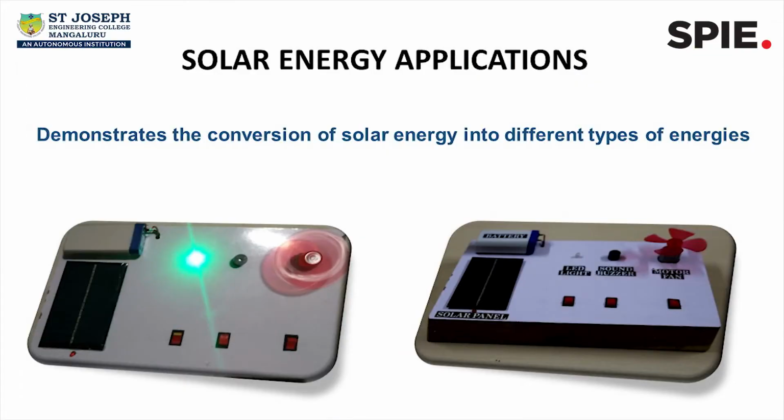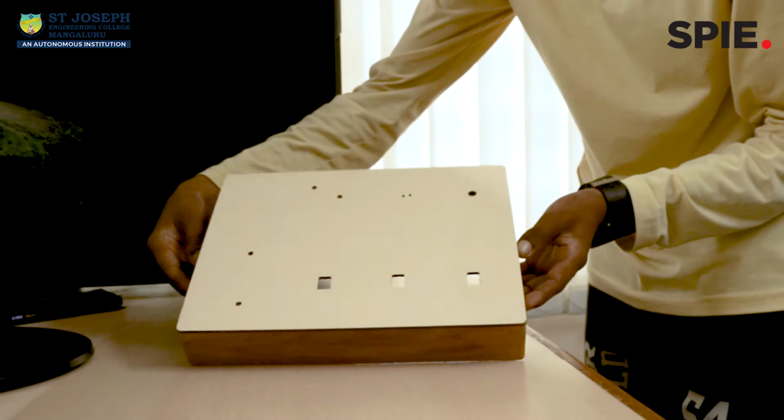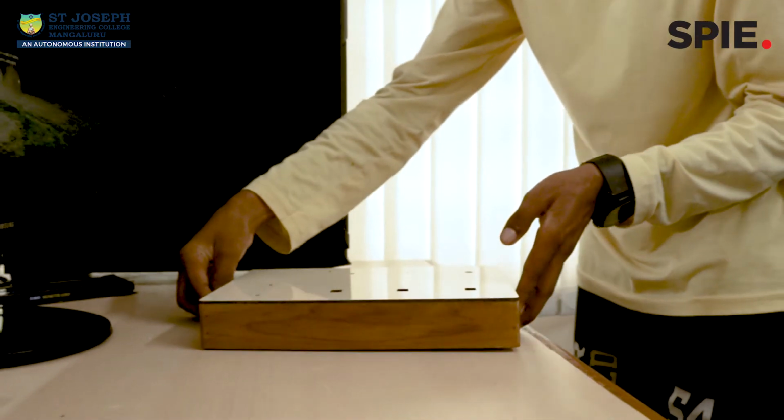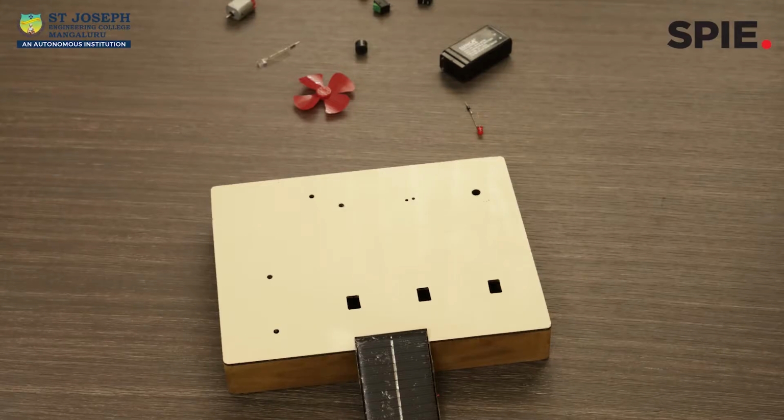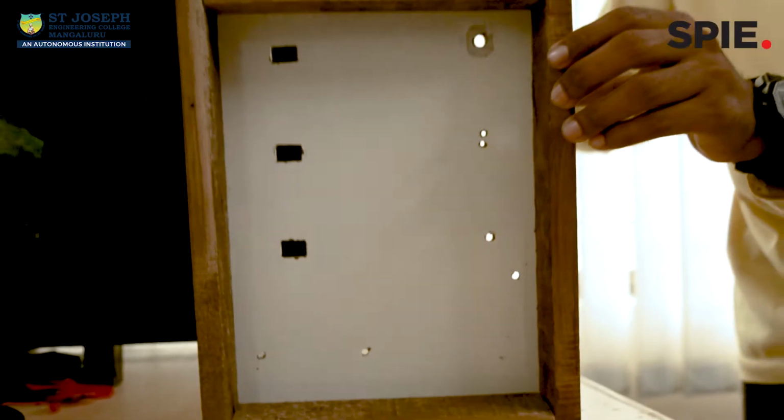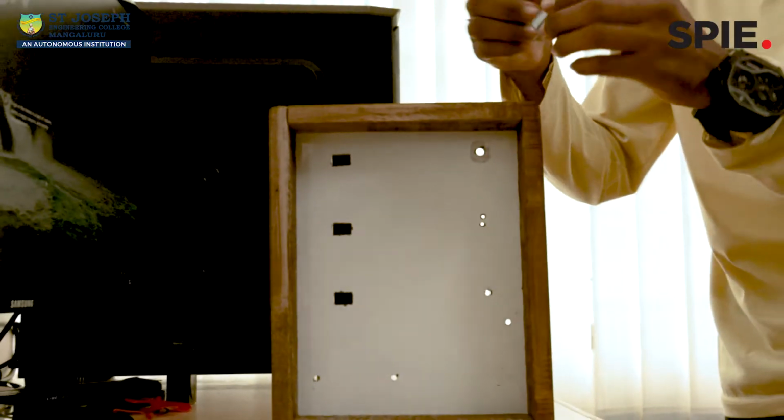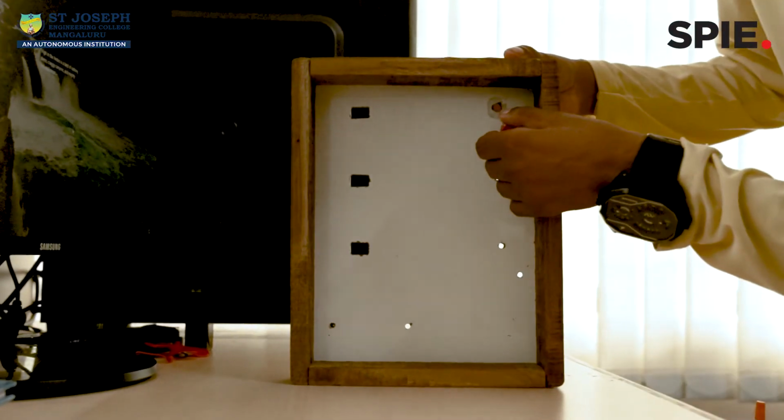In this video, we shall understand the conversion of solar energy into different forms of energy. To develop the model, we basically use a wooden switchboard as the base. Slots are made to fit the components as per application requirements. A 4-volt motor is placed below with the fan blades on the top.